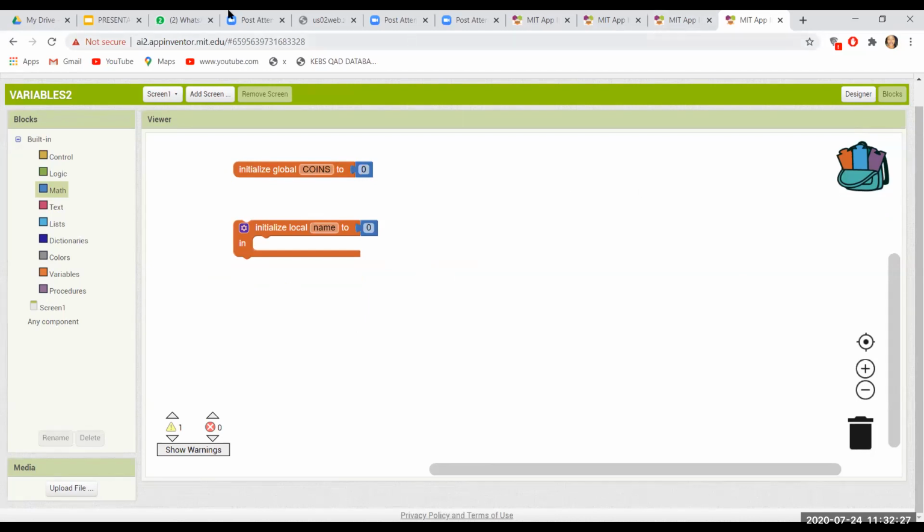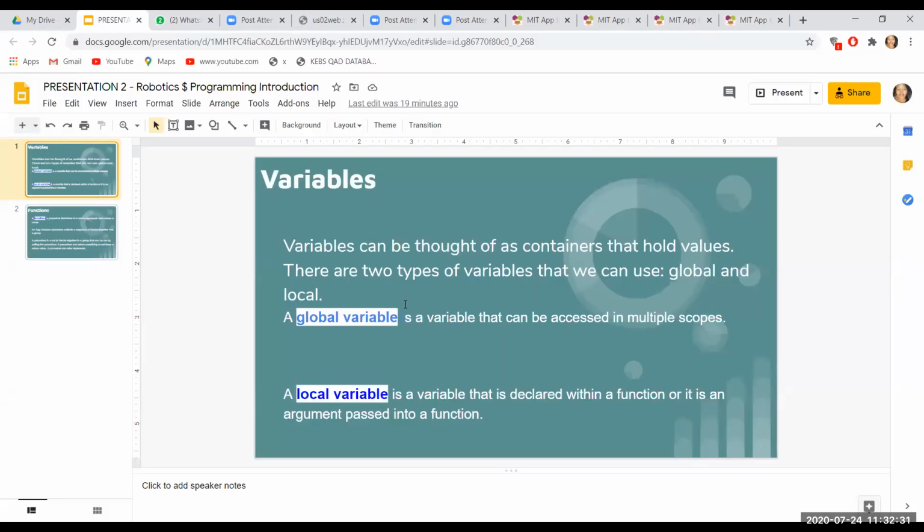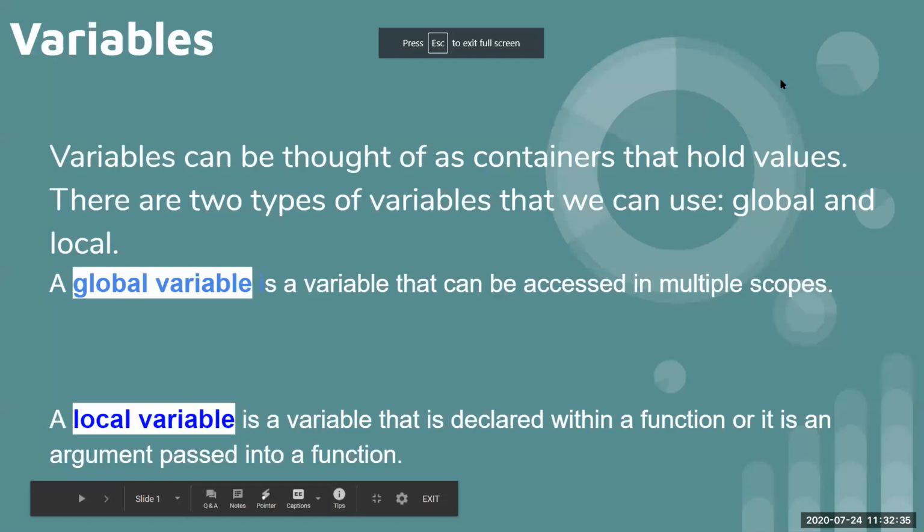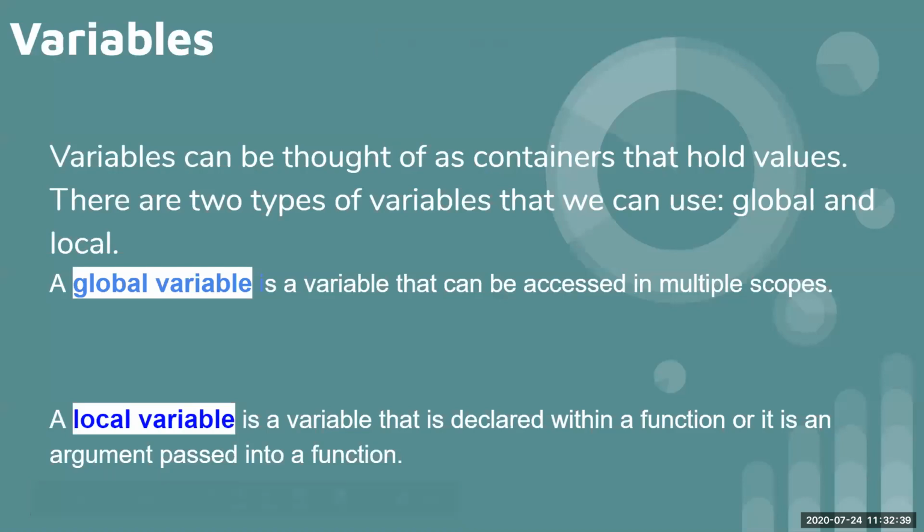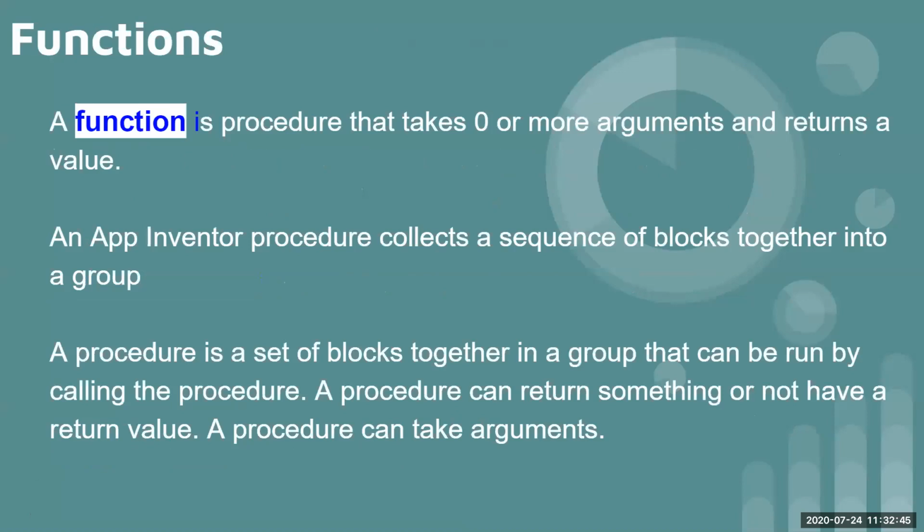So yeah, that's variables. Just think of it as what holds the value. A global one we've said can be used in multiple scopes or in any part of your program, but a local one will only work within a certain function. So now let us look at functions. A function is a procedure that will take arguments and return a value. An App Inventor procedure calls a sequence of blocks together into a group.